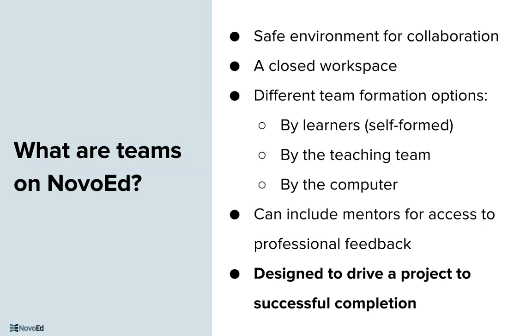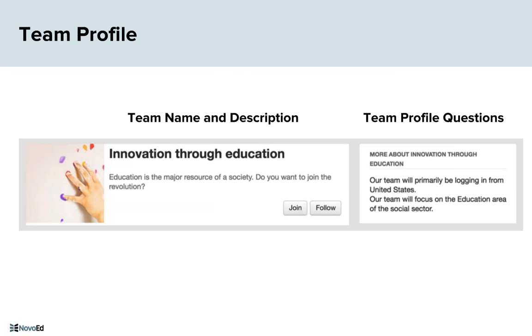Well, there are two aspects to teams on NovoEd. One is the public workspace, the team profile. This is available for everyone and can be especially beneficial when learners are forming the teams themselves. On this, you have the team name, usually figured out by the person who first starts the team, and description. What is this team about? Additionally, on the right, you'll see team profile questions. These are questions put together by the teaching team, the course administrators, for teams to answer. And this can also help enhance figuring out what teams are going to be focusing on during the course experience.